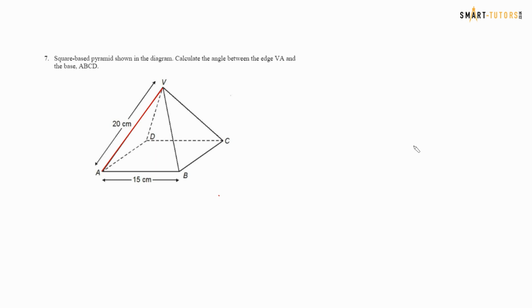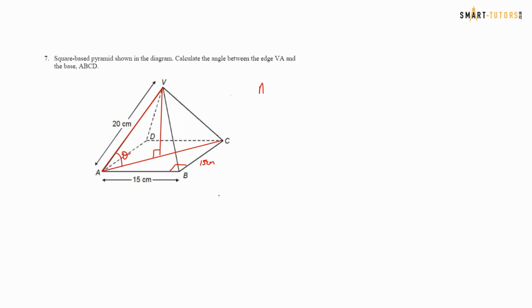So for the bottom base, from the V we need to drop a perpendicular line. That is the diagonal intersection point, which is the midpoint of AC. And that is the right angle triangle, right? Square base pyramid and the angle between the VA and the bottom base. So this is the theta, right? Now this is 15 and this is 15 centimeter, and this is a right angle triangle, right?